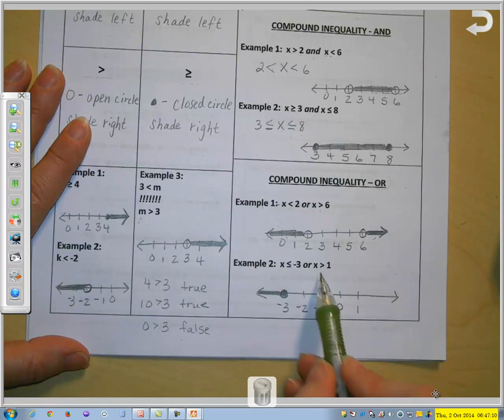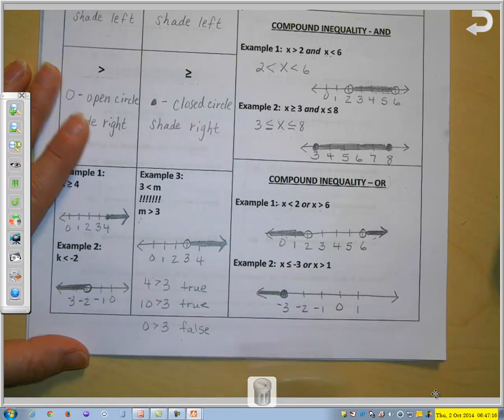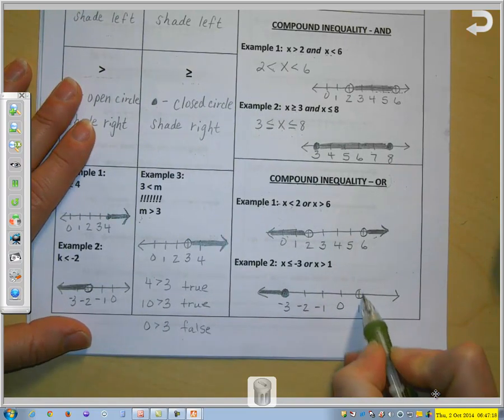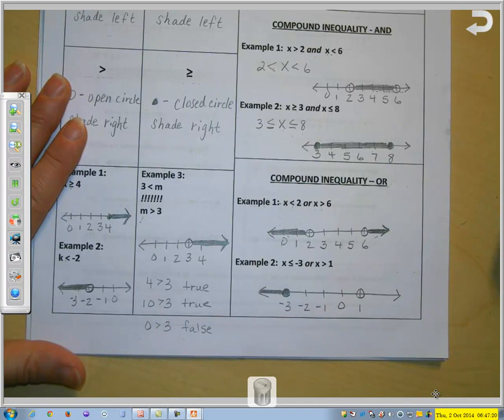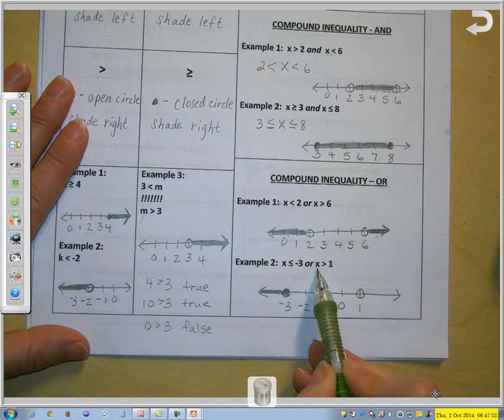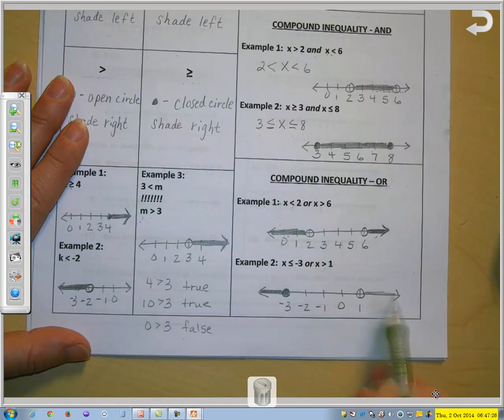X is greater than 1. Since there is no equal to included in the inequality, we know that the 1 cannot be included in the solution set. So now we're going to graph x is greater than 1, so we shade to the right of 1.